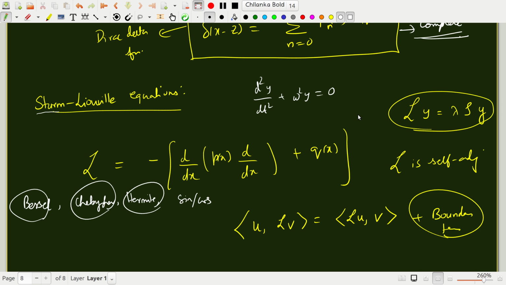So I'll stop here. In the next module we'll start discussing how to use this method of eigenfunction expansions to solve ODEs and PDEs and take it further. Thank you.